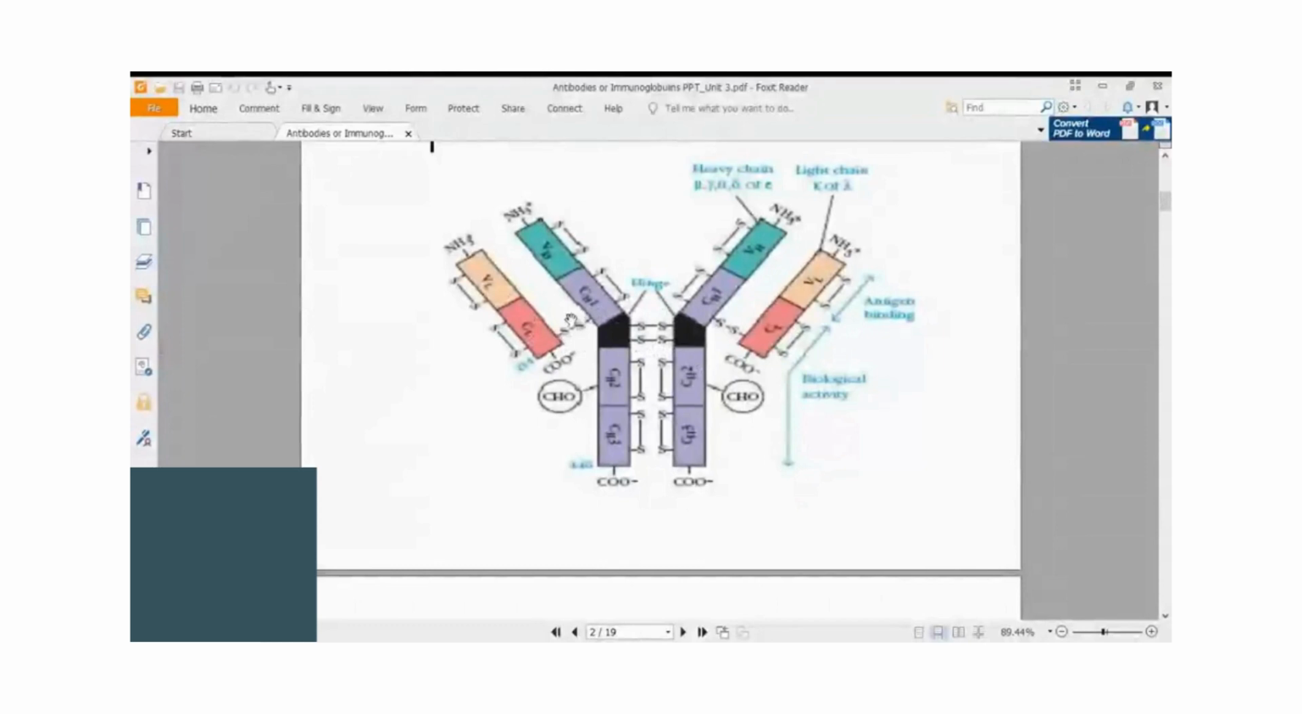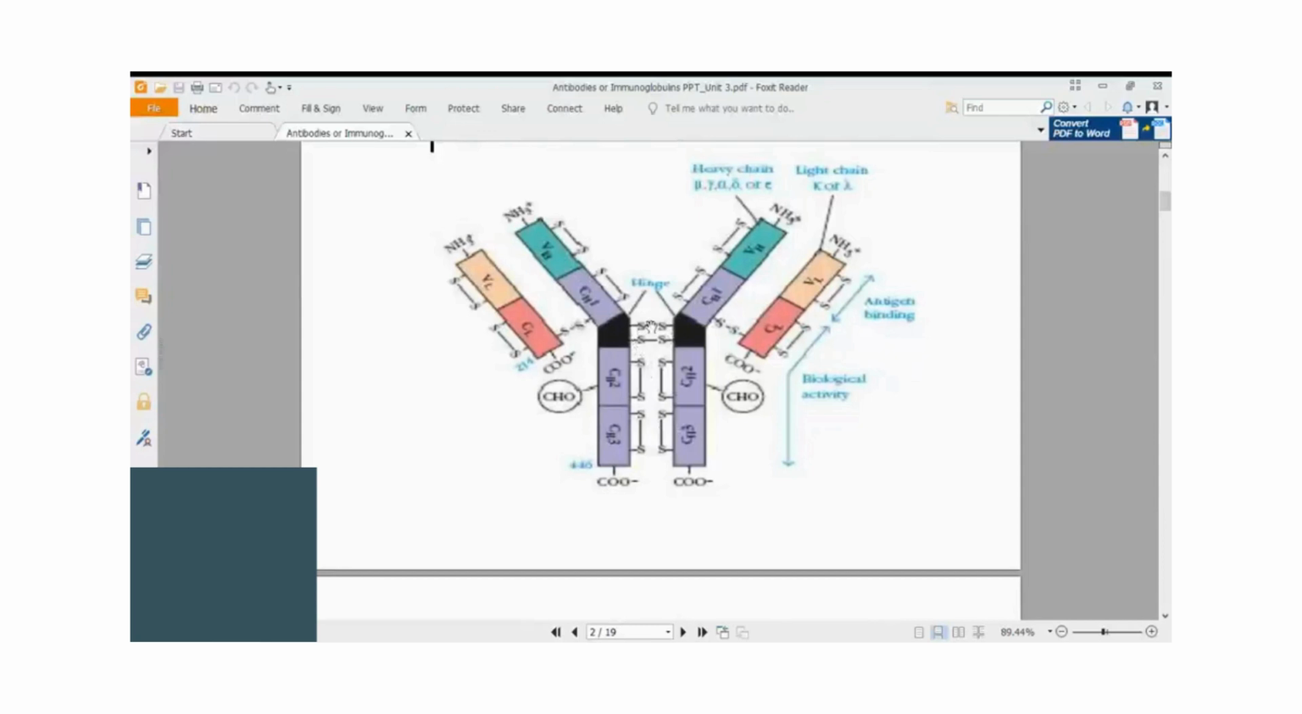There is a disulfide bond here. But please note, many a time students make a mistake of showing a bond between these two S and S, which is not there. It is the intra-chain bond, but there is no bond between the S and S here. It is only in this region.